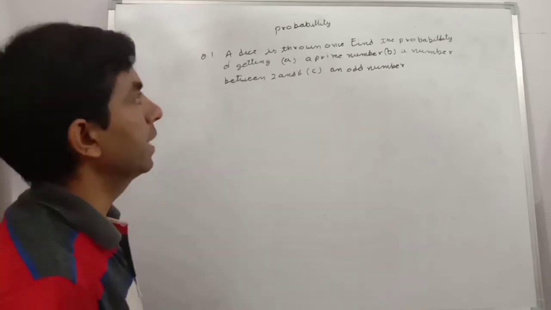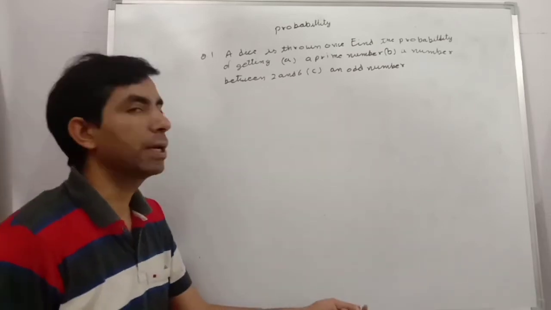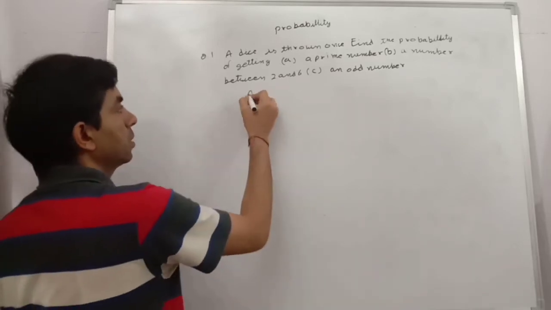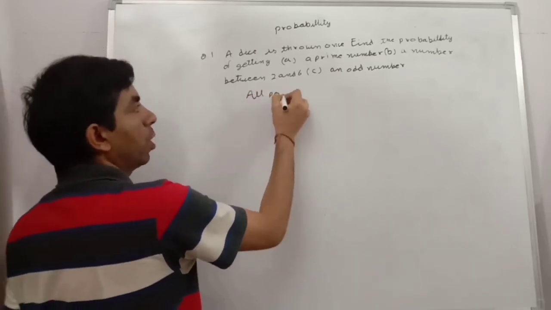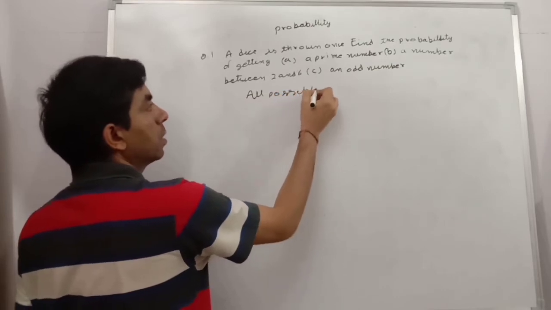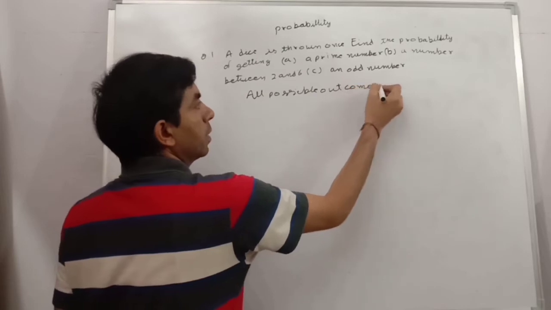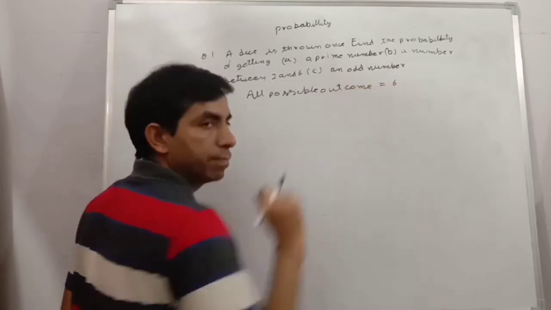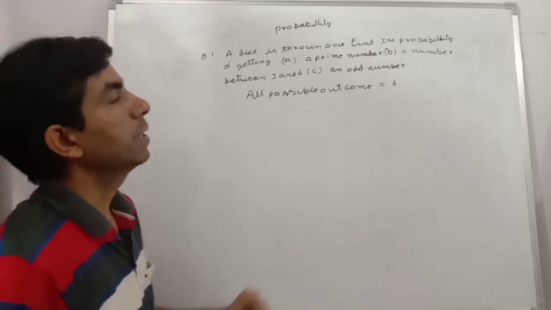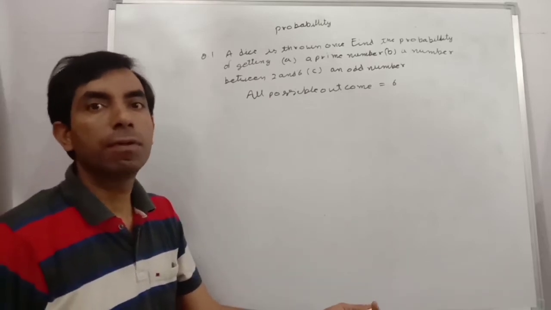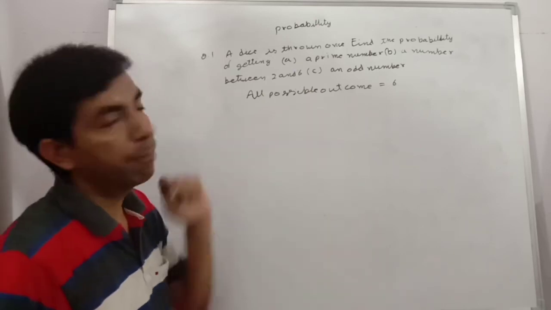Here we are given that a dice is thrown once, then find the probability. Means a dice is thrown once, then all possible outcomes is 6. All possible outcomes equal to 6. Then for the first, if prime number, first we find the number of favorable outcomes for a prime number.